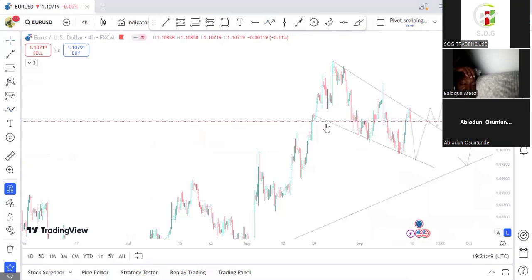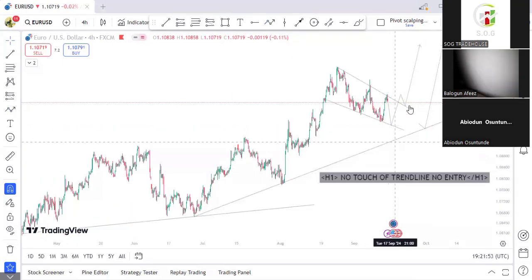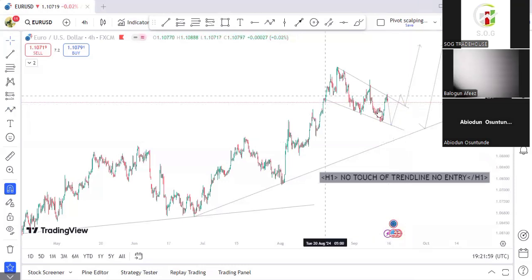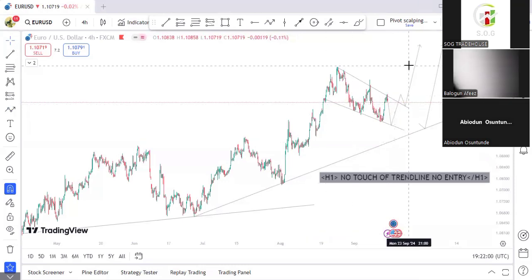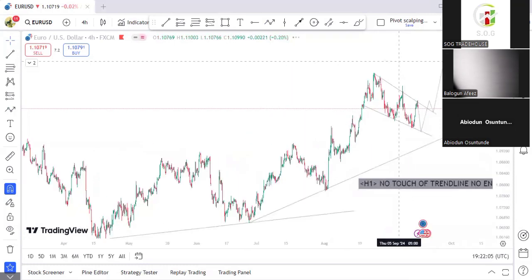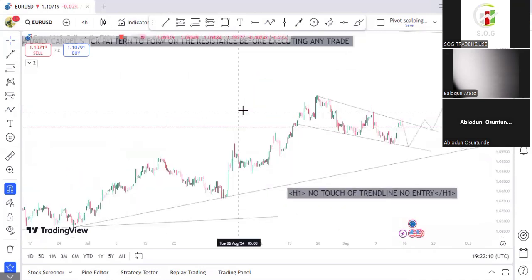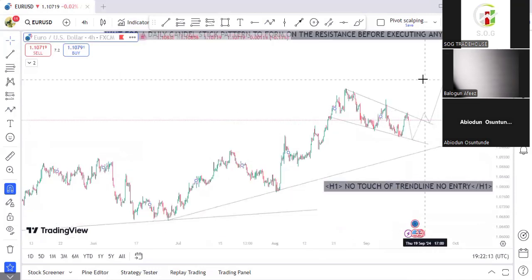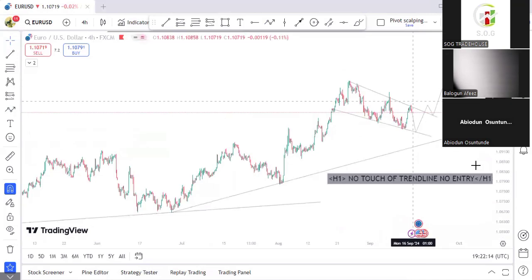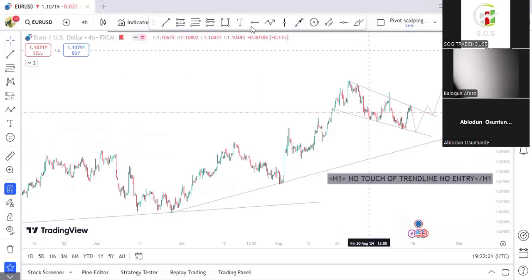So on Euro USD, it's either we'll get a retracement back to this trend line, or we'll get a break and retest of this flag pattern that is forming here to continue with the move to the upside. But as you know, we don't predict the market, we react to the market based on our analysis. So we've already done our analysis on Euro USD. So we just stay back, watch and see what the market gives us.